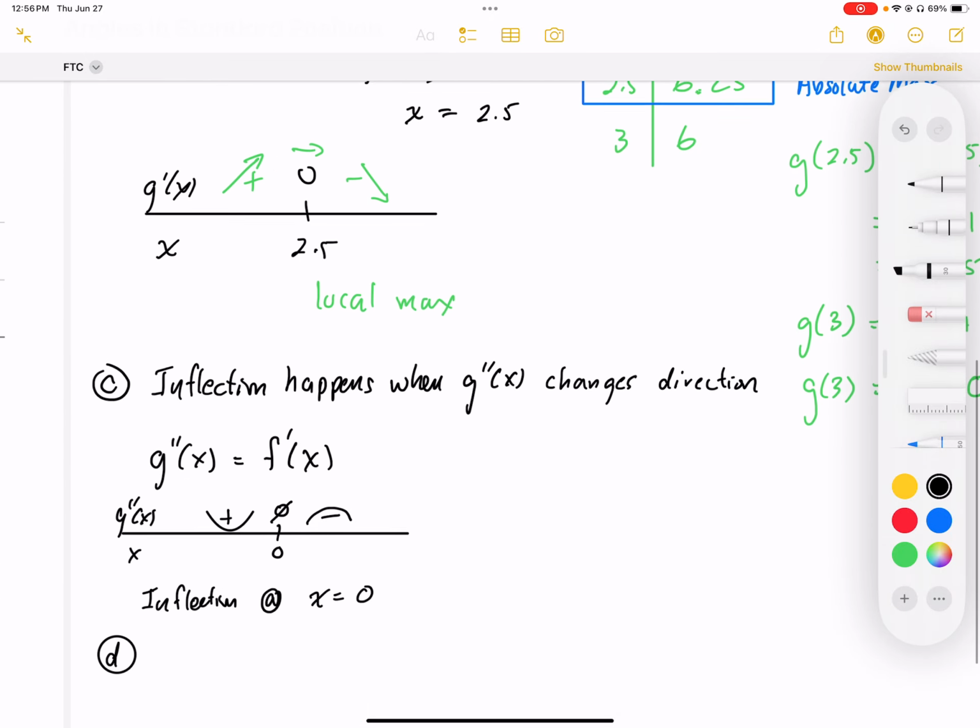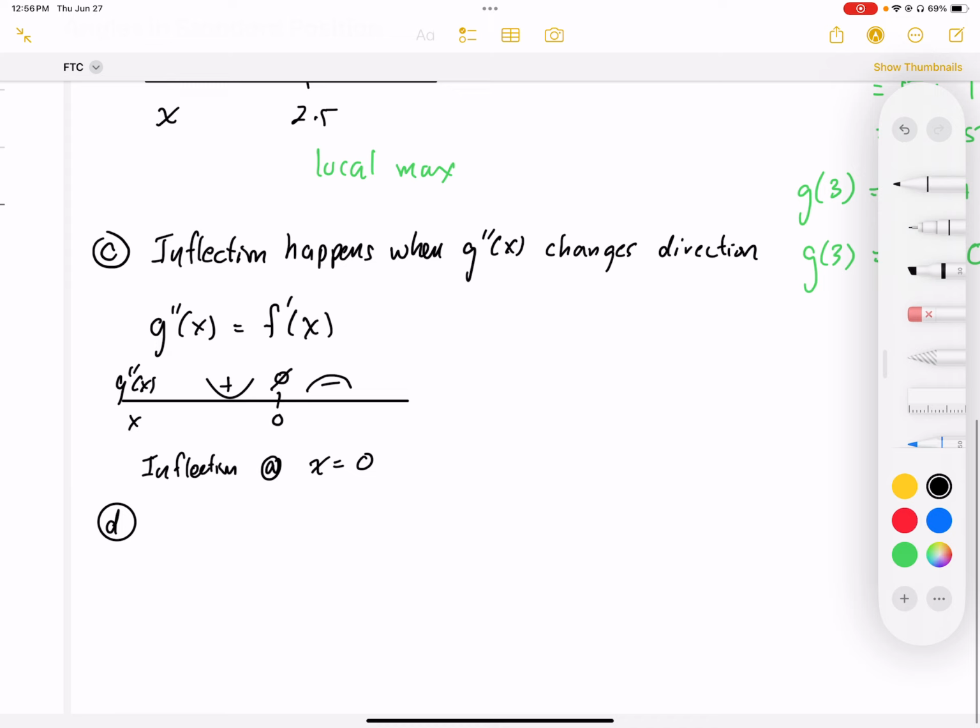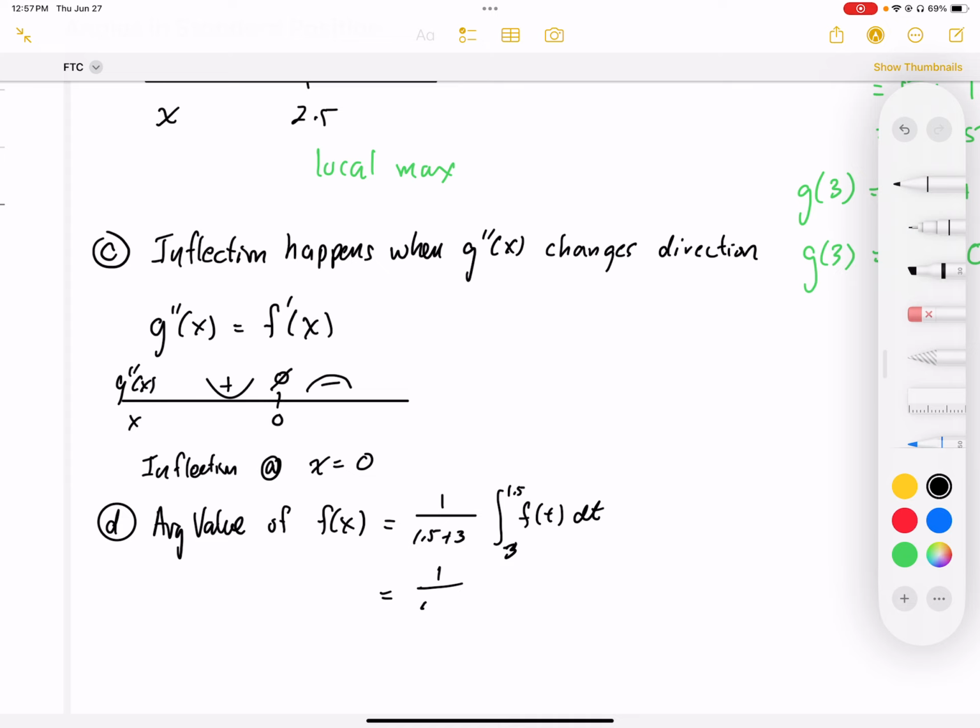Okay, so I'm going to put this into my average value formula. So the average value of f is equal to, well, the interval width is going to be 1.5 minus negative 3, or plus 3, and the integral from negative 3 to positive 1.5 under the graph of f of t. Okay, so this works out to be 1 over 4.5.